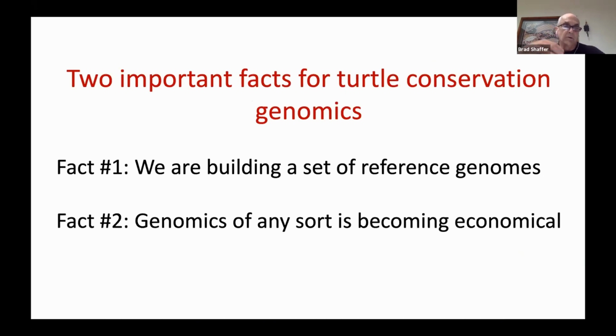So I want to start with two quick facts that are important, I think, for turtle conservation genomics. The first is that we are building a very important and very useful set of reference genomes for turtles globally, and that's really important. And the second is that genomics of any sort is actually becoming affordable, and I'll talk more about that a little later.